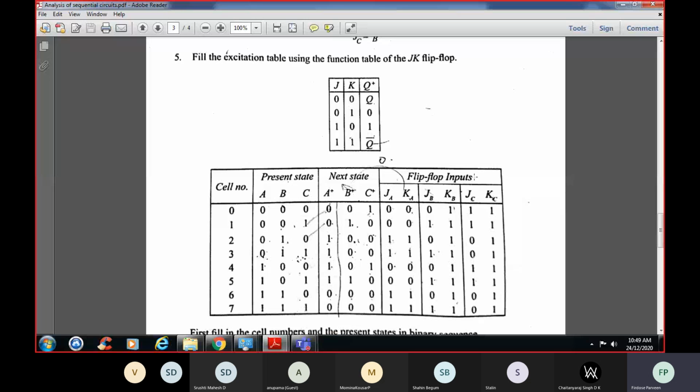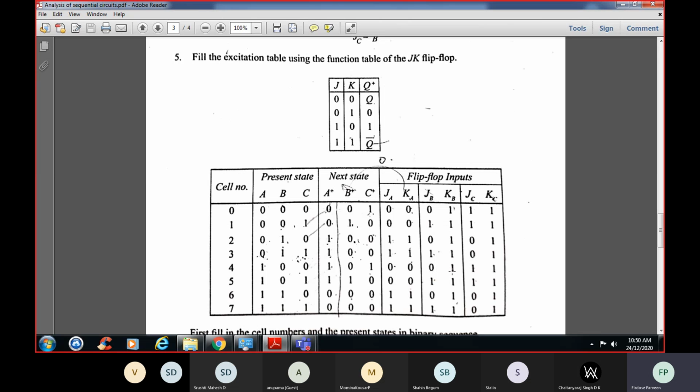In the same way, you have to fill up for B plus also, seeing JB KB. So if it is 0 1, it is 0 only. If it is 1 1, it will toggle. If B is 0, it will be 1. If it is 0 1, again it will be 0. If it is 1 1, it will toggle. Toggle means, this is B plus, so you have to see B. If this is 1, then this will be 0.